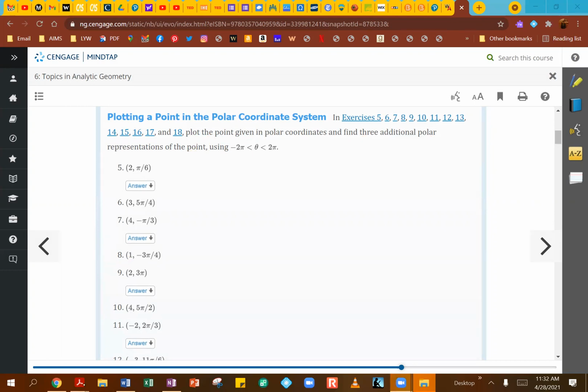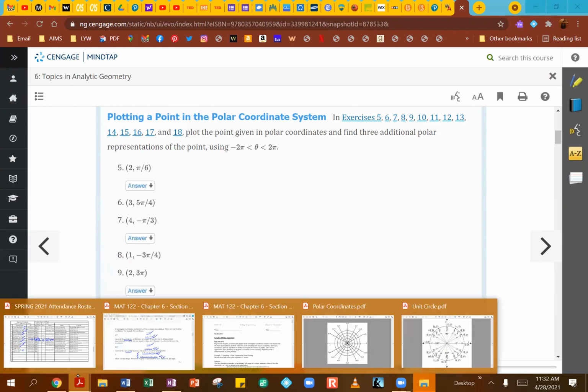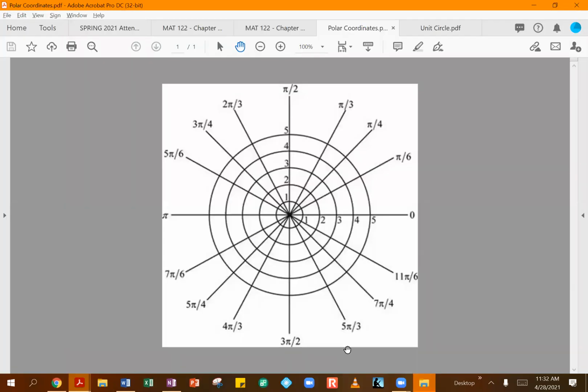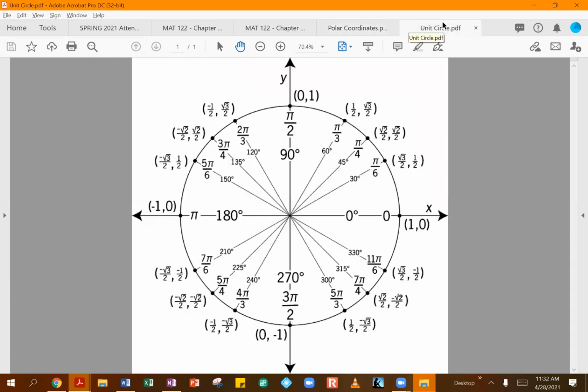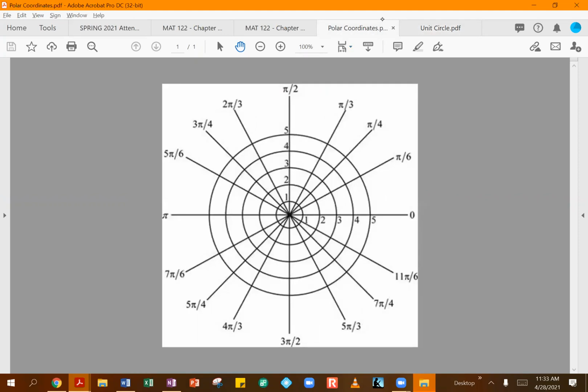So if you look at the polar coordinate, and I'm not sure if I have this in your D2L or not, but you can Google it and find it. This is what your polar coordinate grid ends up looking like. As far as those angles go, they are still going to be the same angles that we have in our unit circle. But when we talk about that R value, which is the directed distance from our origin, that's where these concentric circles are coming from.